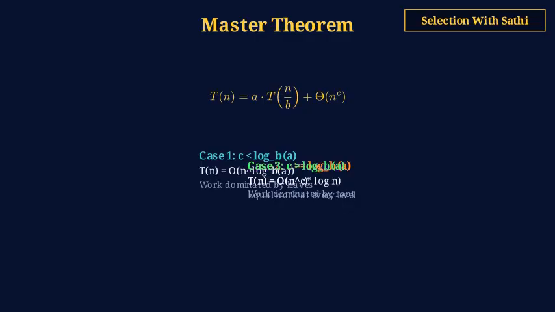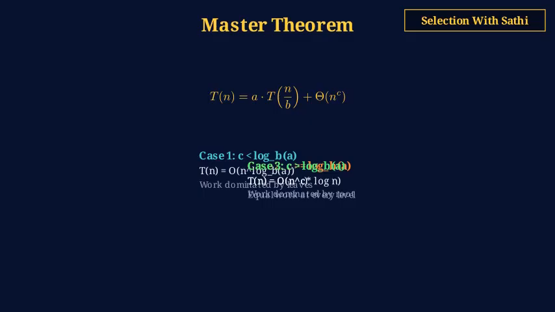Merge sort, T of n equals T of n over 2 plus O of n. a is 2, b is 2, d is 1. Log base 2 of 2 is 1 equals d. Case 2 gives O of n log n.